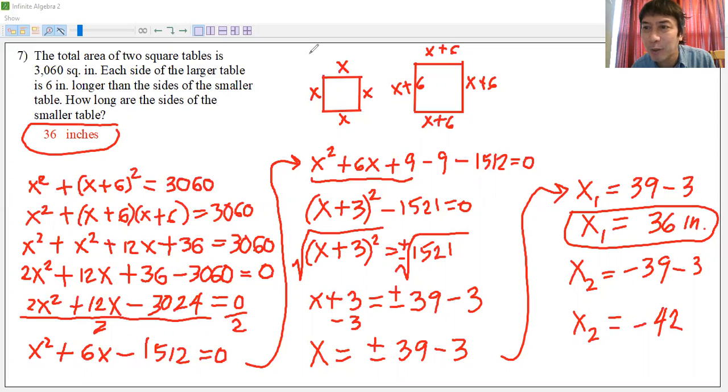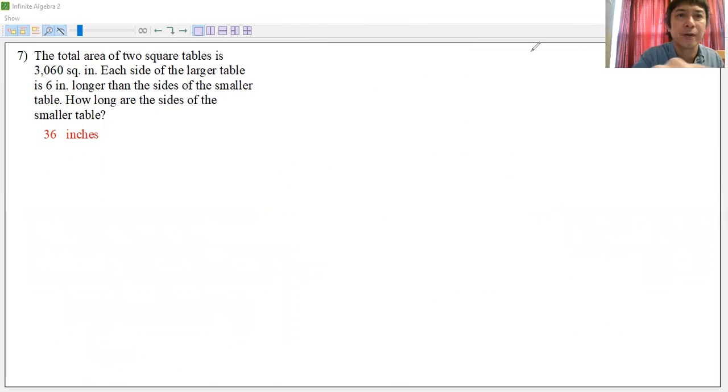And we're not looking for the larger table. We're looking for the smaller. That's the question. Always check the required. How long are the sides of the smaller? So we're done. We were able to get the smaller, 36. So that goes to our number 7. Let's continue with number 8. Let me clear the screen.